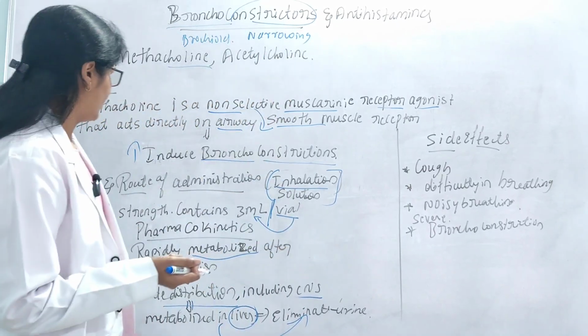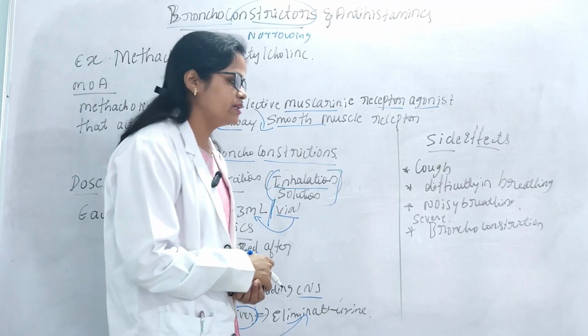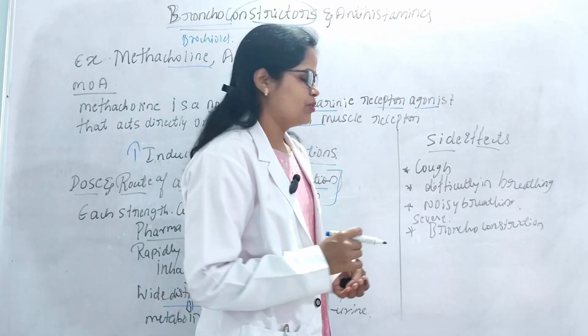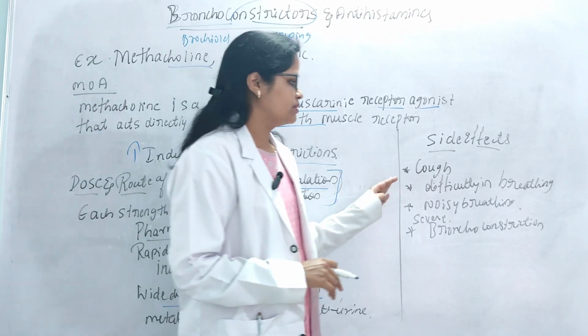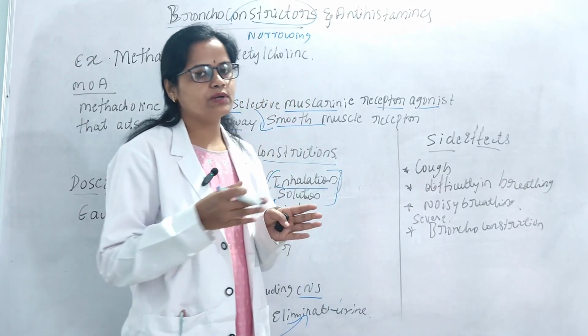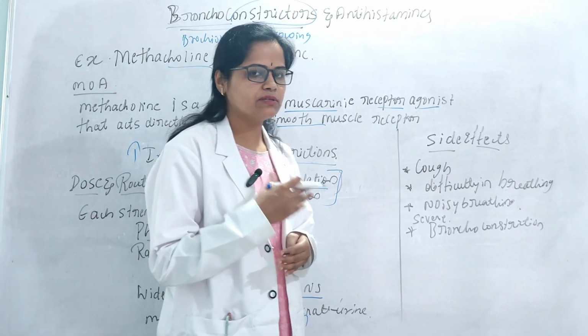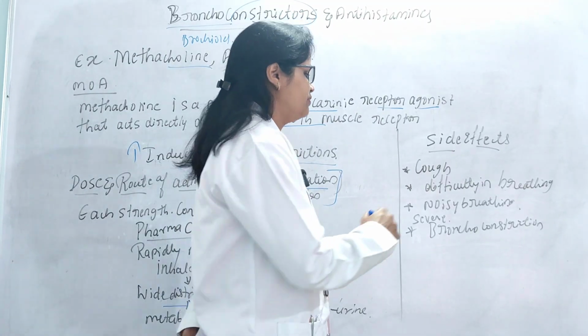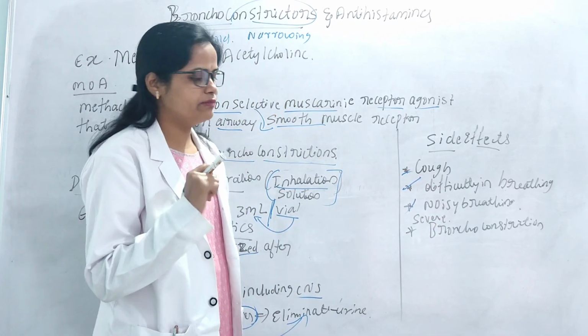This is the mechanism of action of methacholine and acetylcholine. So next we'll see the side effects. Okay, after the administration, the side effects or adverse effects are cough, because excessive or severe bronchoconstriction may lead to cough, meaning the patient may feel cough, difficulty in breathing and noisy breathing because of the severe constriction.